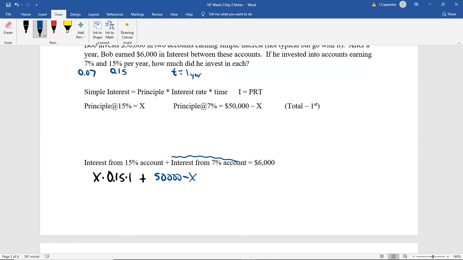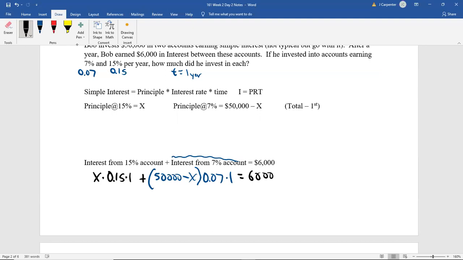Now, if I do this times the 7%, this is not good enough because it only looks like we're multiplying the X and the 0.07. So this is kind of interesting, pun intended, because that's a binomial, you have to wrap it in parentheses. And then times its time, which was 1 year. And then we say equal to the total interest of $6,000. And then we're just going to clean this up and solve it.